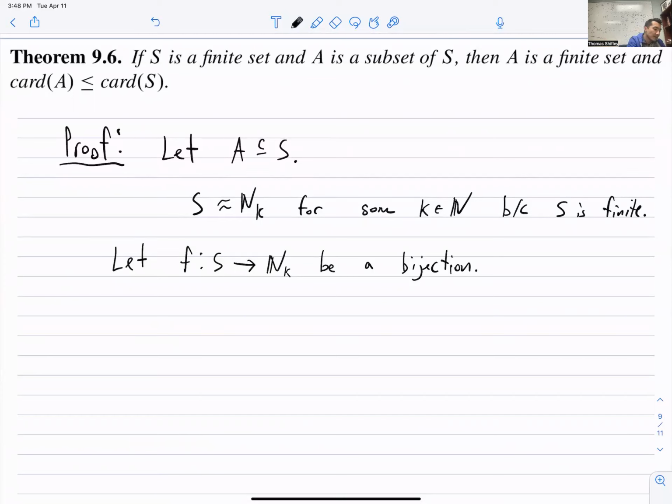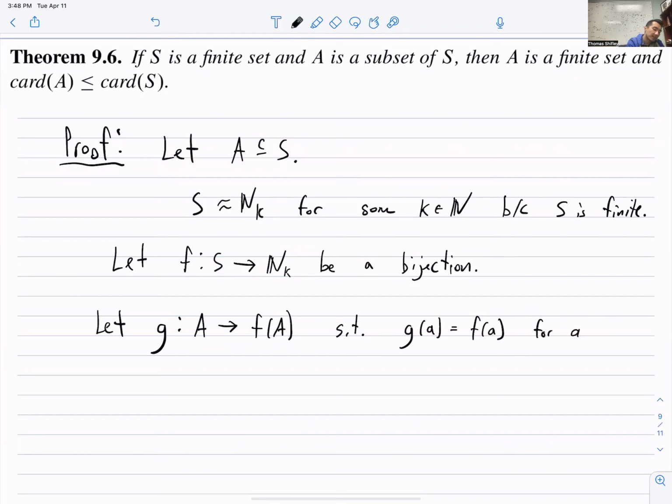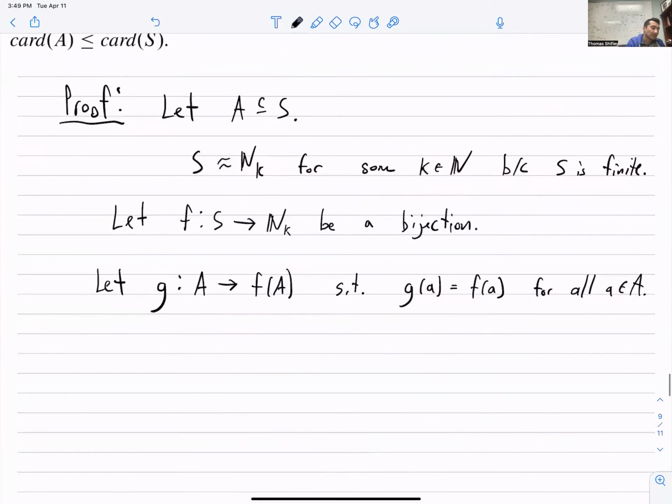Let G be a function from A to F of A, where F of A is a subset of N sub K, and A is a subset of S. How is G going to be defined? Such that G of little a is equal to F of a for all little a in big A. So G is just the restriction of F to the subset A, and its image is F of A. This is going to make it a bijection.